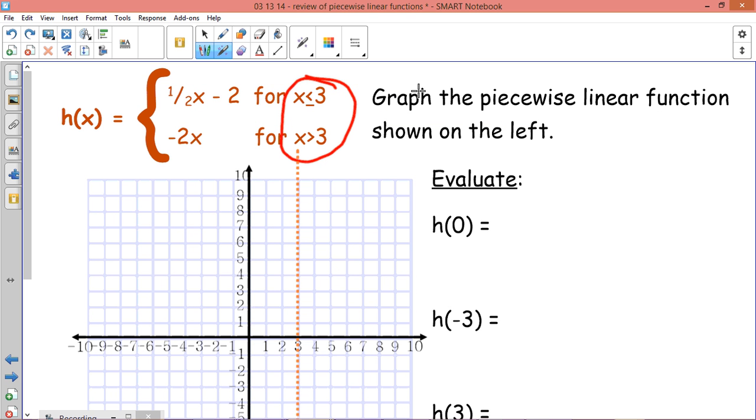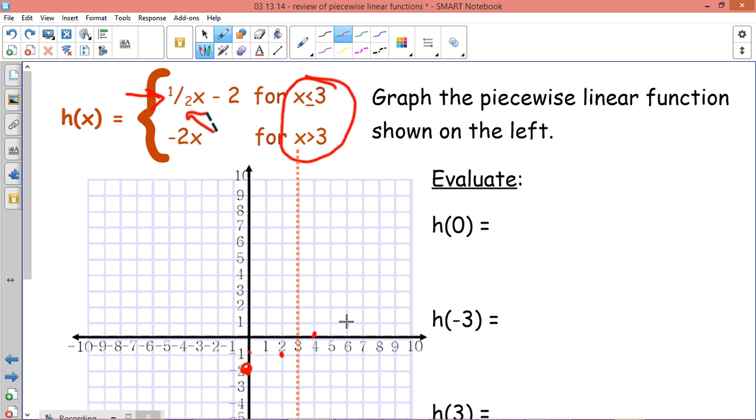So 1/2 x, my slope is going to be 1/2. My y-intercept is going to be -2. So I'm going to start with my y-intercept. I go down 2. I put a point. Now I know my slope is 1/2, and that means I go up 1 over 2. So I go up 1 over 2, I get a point. Up 1 over 2, I get a point. Up 1 over 2, I get a point.